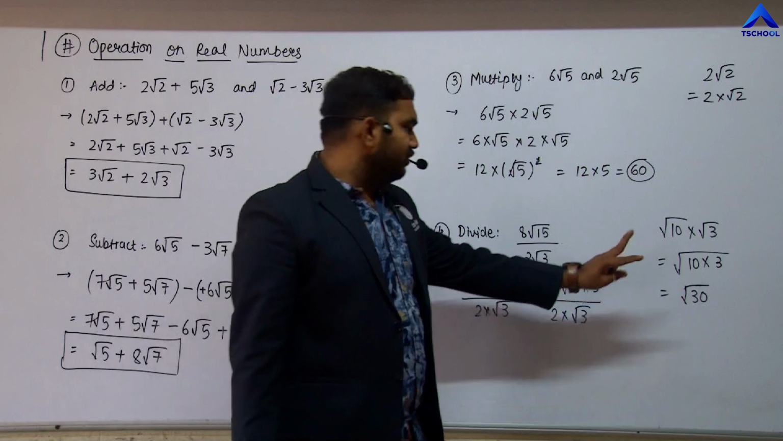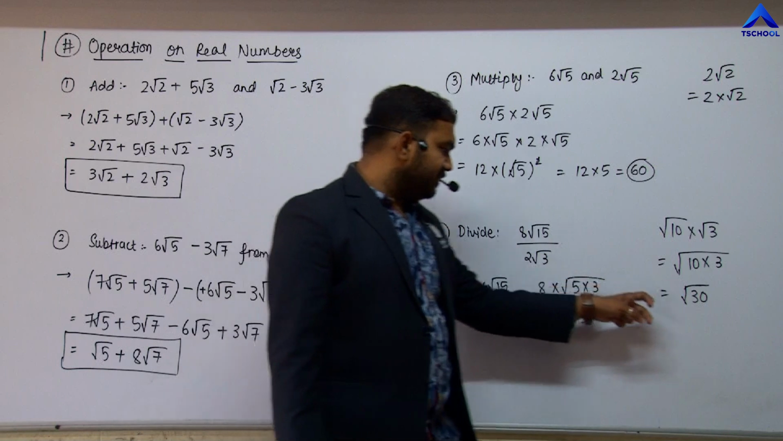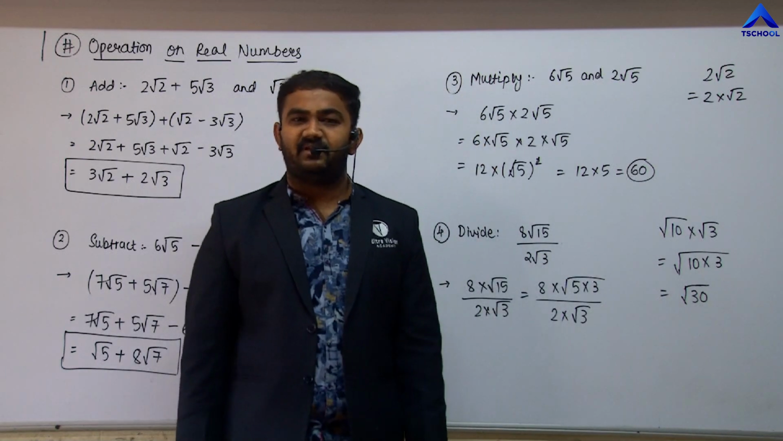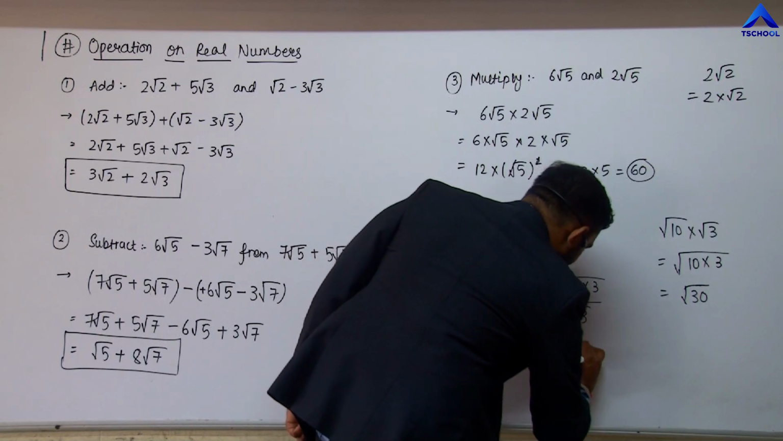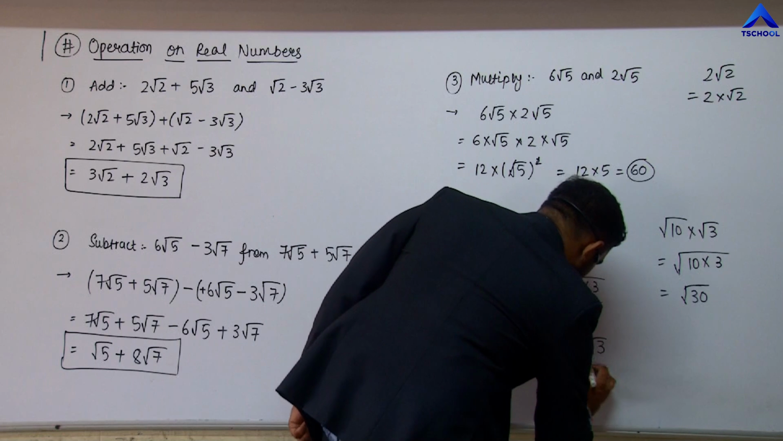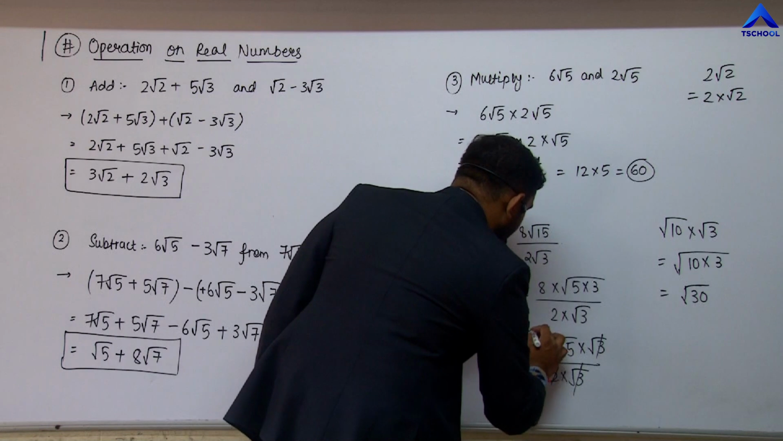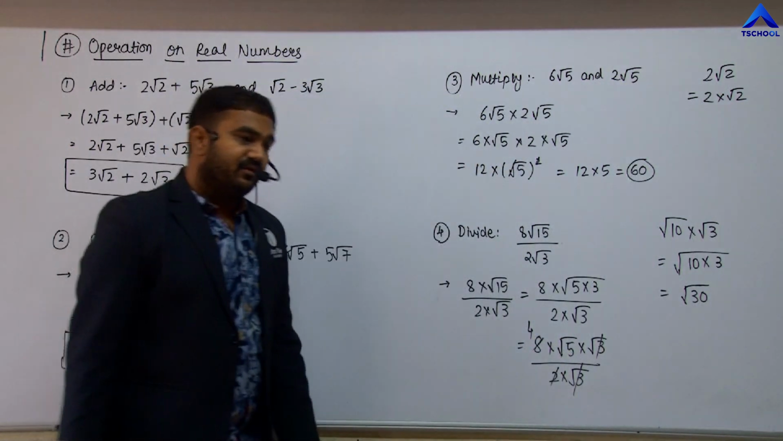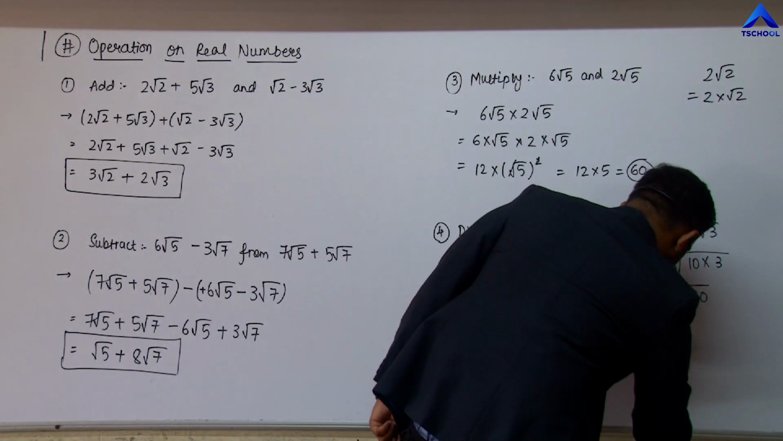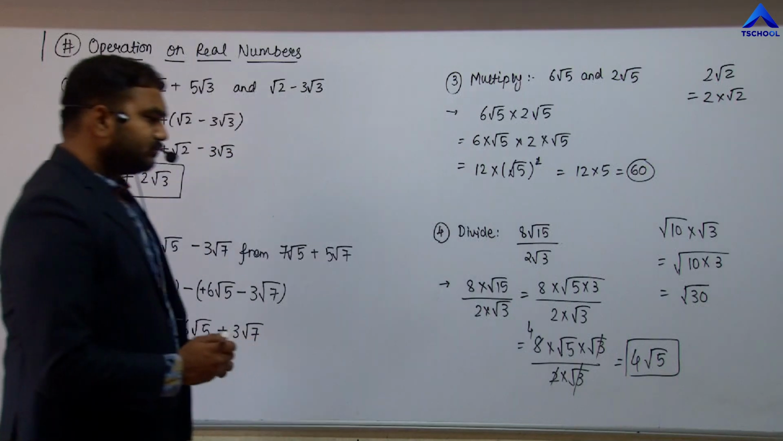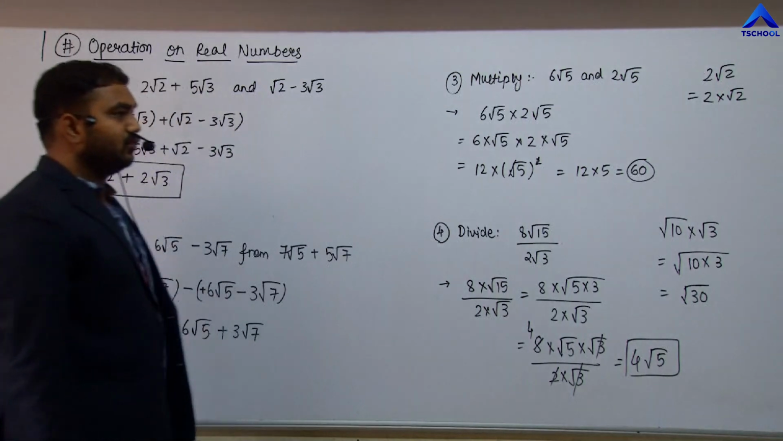Now we are going to follow the reverse process here. In the reverse process, I am having root 15. So first of all I shall write root 15 as square root of 5 into 3, and then I shall split the square roots, that is 8 into root 5 into root 3 divided by 2 into root 3. So you can cancel out this root 3, and 2 into 8 by 4, and hence the answer here is 4 root 5. Note that friends, here it is 4 into root 5, that becomes 4 root 5.